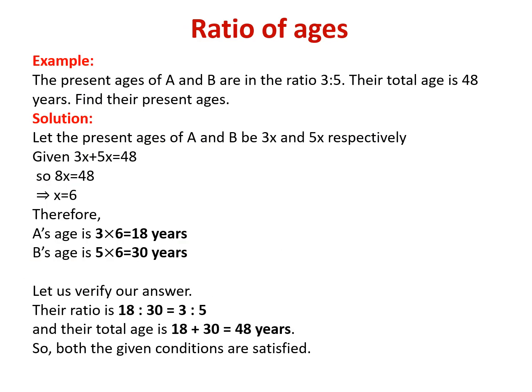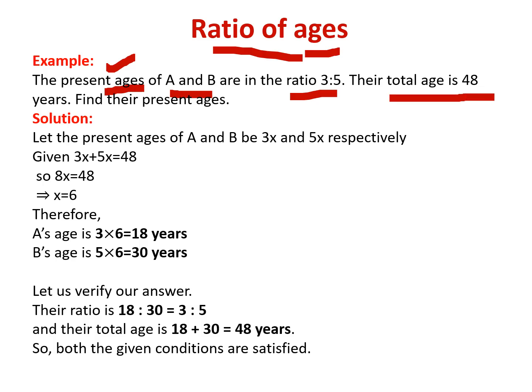Now, let us consider an example based on the ratio of ages. The present ages of A and B are in the ratio 3 is to 5 and their total age is 48 years. We have to find their present ages. First, let us understand what the ratio 3 is to 5 tells us. It means that A's age has 3 equal parts while B's age has 5 equal parts. Since the size of each part is unknown, we represent one part by x. Therefore, A's present age is 3x and B's present age is 5x.